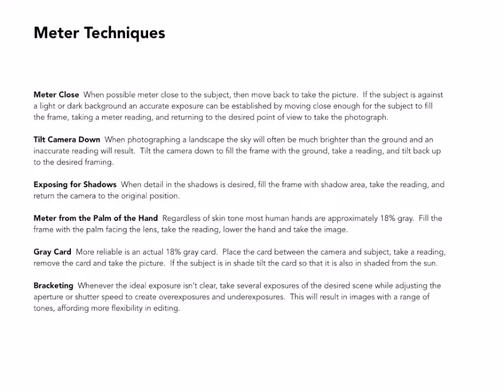Meter from the palm of the hand. Regardless of skin tone, most human hands are approximately 18% gray. Fill the frame with the palm facing the lens, take the reading, lower the hand, and take the image.